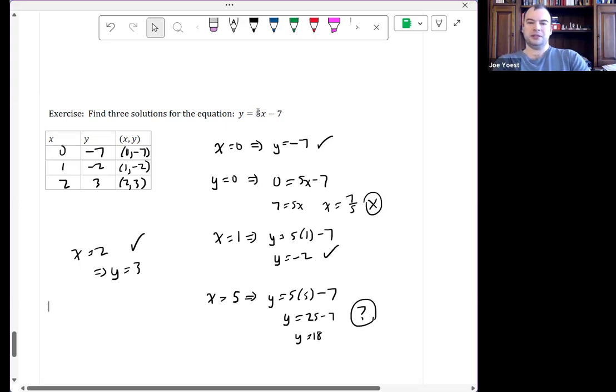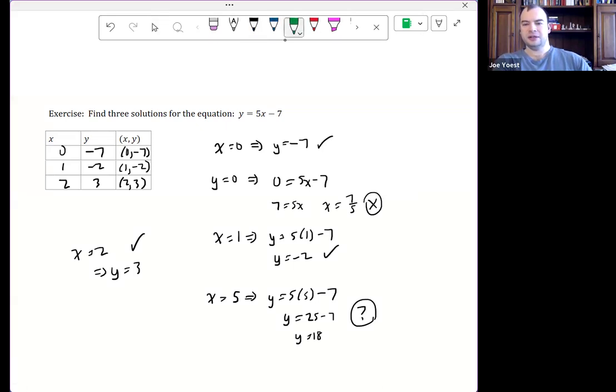Let's try x equals 1. Again, I have just y equals some expression with x. If I plug in an integer for x, I'm going to get an integer out of the right-hand side. So I'll choose to plug in values for x because everything's already solved for y. So x equals 1 yields y equals -2. That looks like a good one, 1 comma -2.